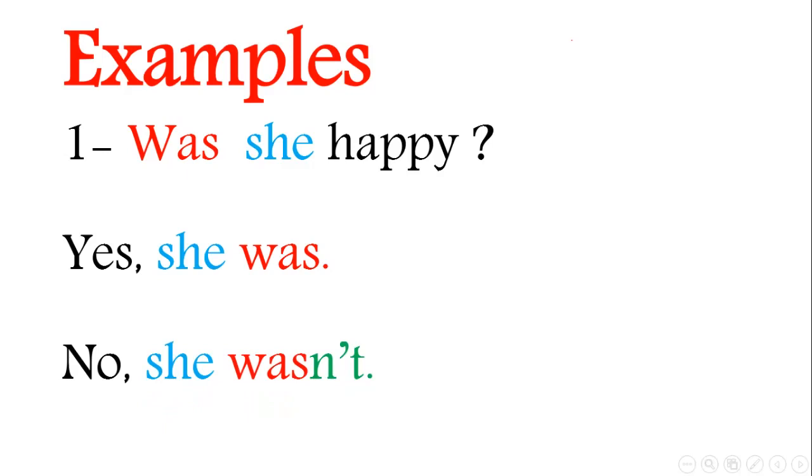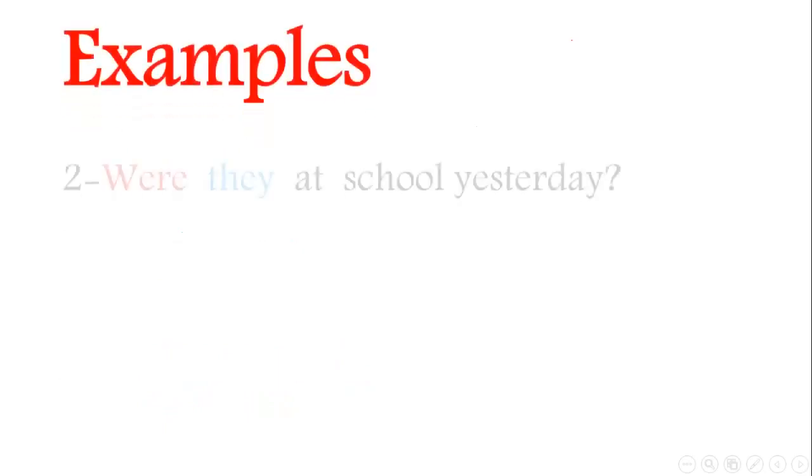Also, we can begin our answer with no. No, she wasn't. Also here we opposite them. We begin the answer with she, and after she, we use was, and here we add apostrophe t. If we begin our answer with no, take care, my students: we must add apostrophe t to was. No, she wasn't.